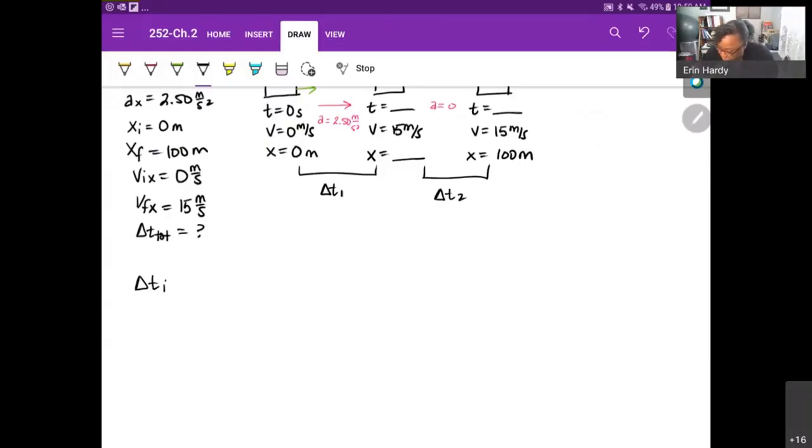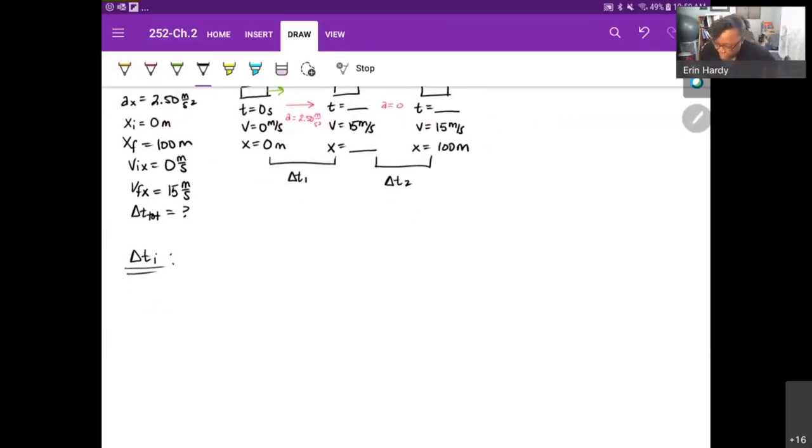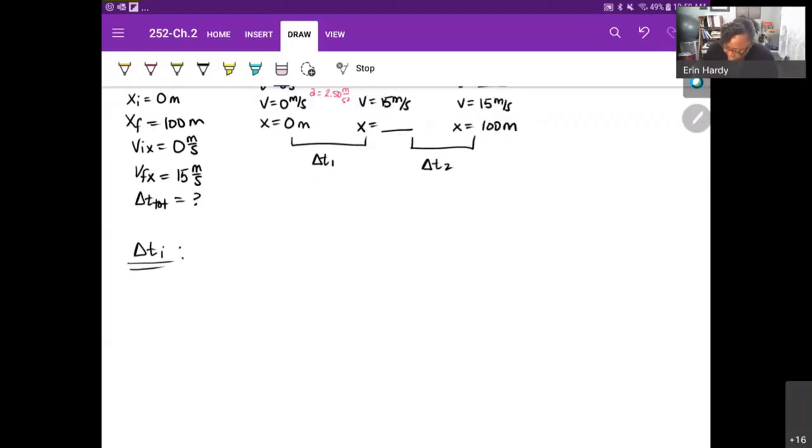Delta T1, we want to figure out, 1, how long it takes to go from 0 to 15, and then 2, where the sprinter is at this point in time. So we can use a kinematic equation, and there are two kinematic equations that we can use to answer these two questions. So first off, let's start with the time that it takes to go from 0 to 15. So that's meant to be an asterisk. Let's fix that up here.